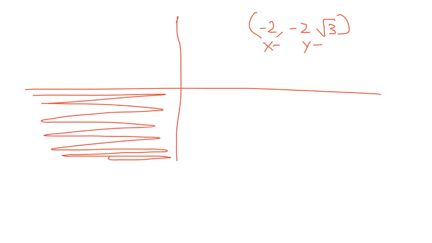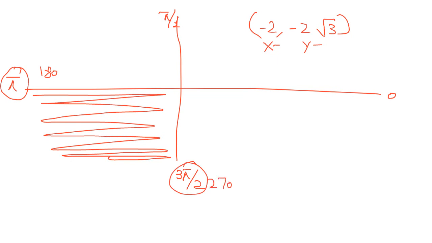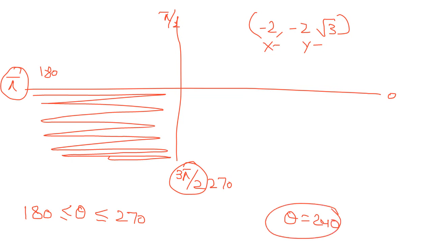Okay, this is angle 0, this is pi by 2, this is pi, this is 3 pi by 2. Okay, so pi is 180, 3 pi by 2 is 270. So the theta should be in between 180 and 270. So we got theta is equal to 240, so we choose this point. Okay, so this is the reason why we choose 4 pi by 3. Understand?